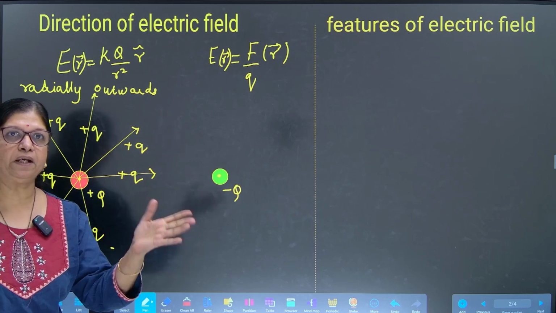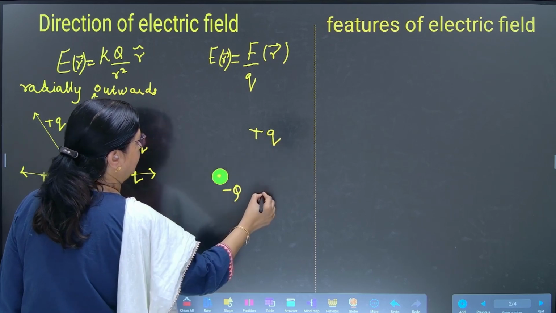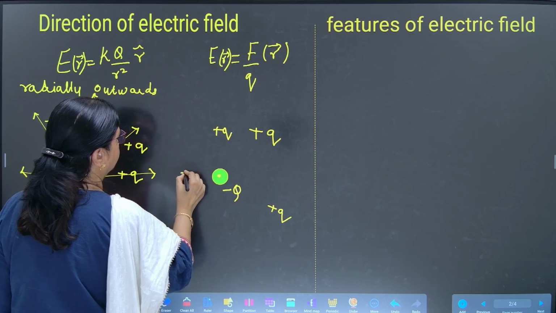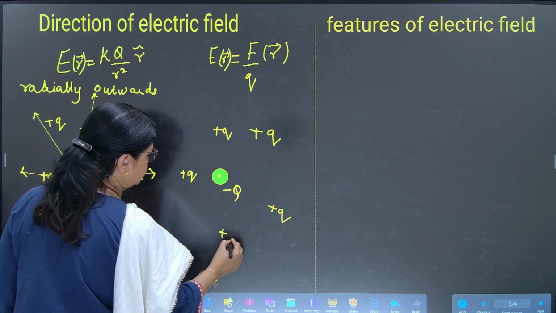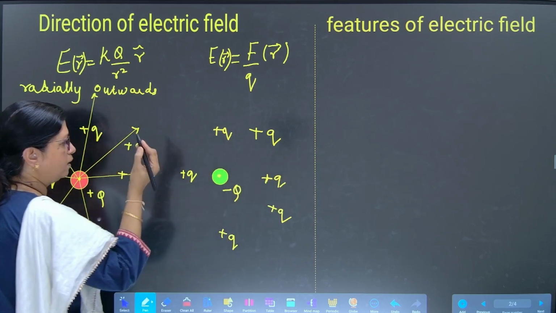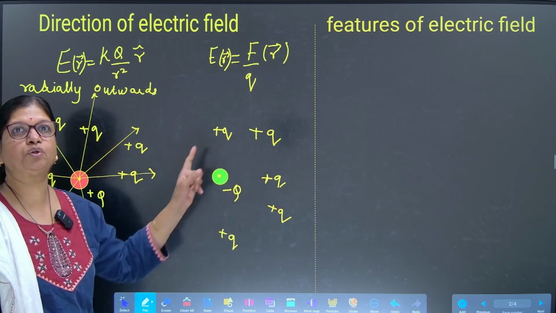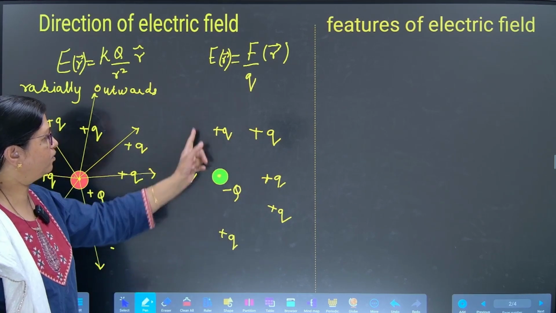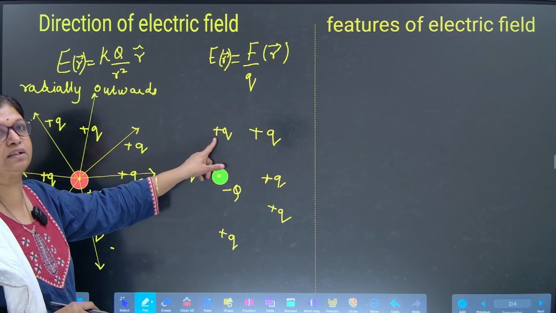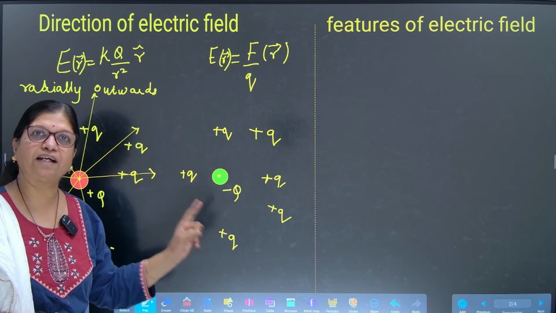Fine? Okay. Similarly, let us draw the direction of electric field around a negative source charge. Same way we can draw keeping a test charge. Remember, test charge is always positive. So if test charge is positive and source charge is negative, there will be an attraction between them. So the force which will be exerted on the test charge is towards the source charge which is negative.